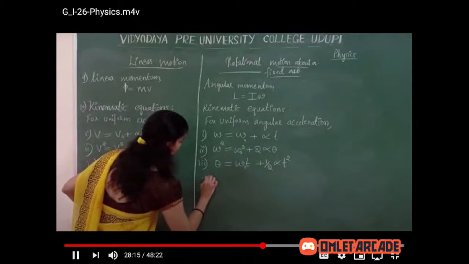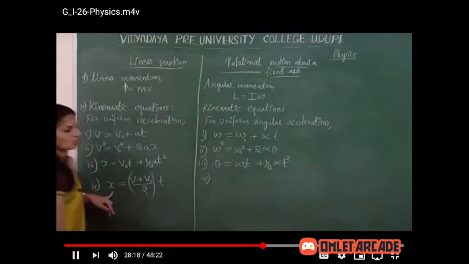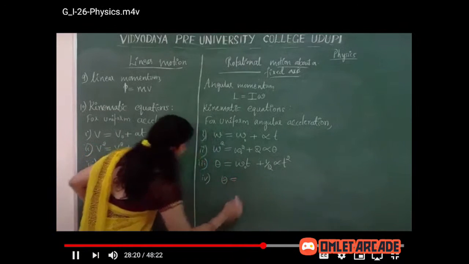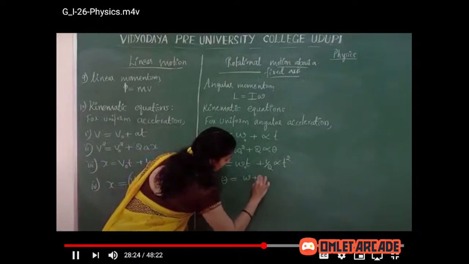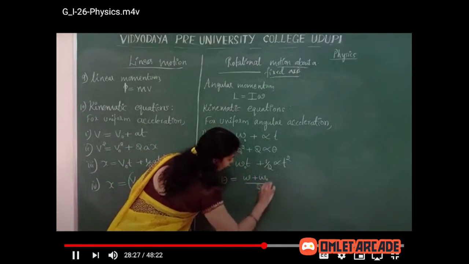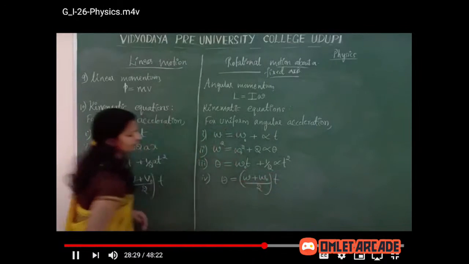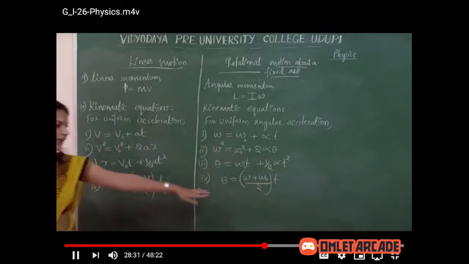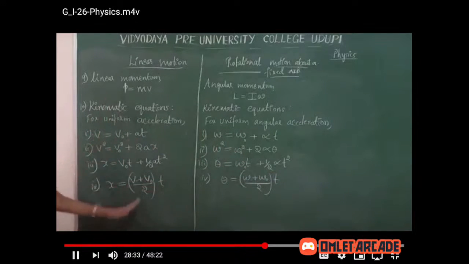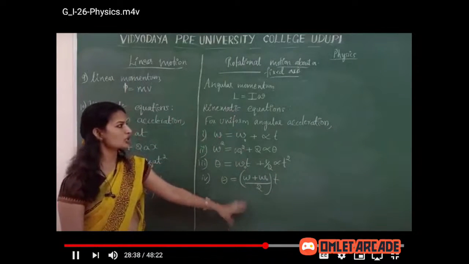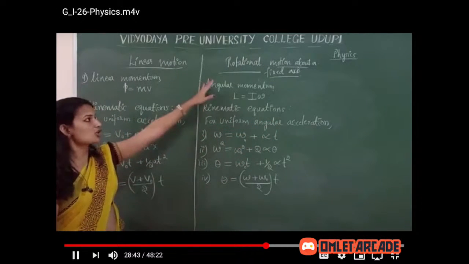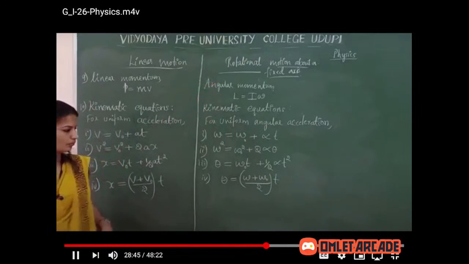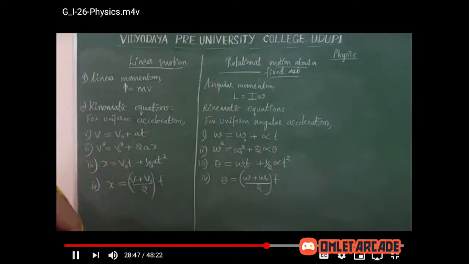Then X, that is theta, equal to V plus V naught by 2 into T. It is omega plus omega naught divided by 2 into T. Okay, these are the kinematic equations. This is in the case of linear motion, and this is the kinematic equation for uniform angular acceleration in case of rotational motion. Okay.